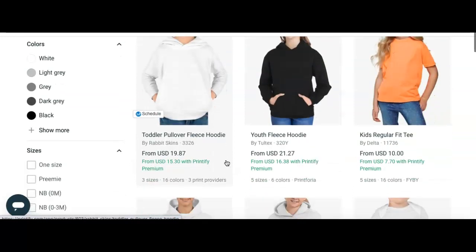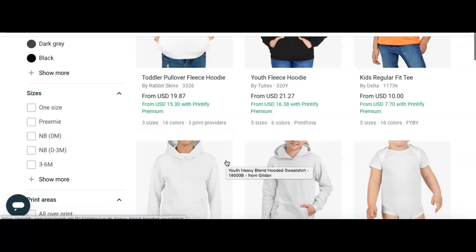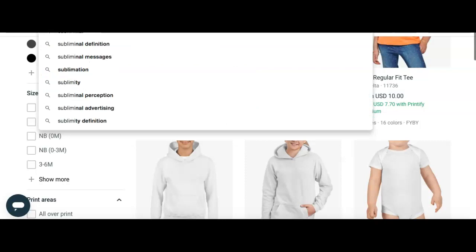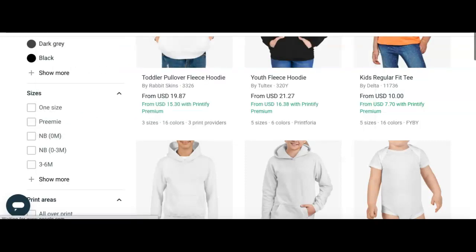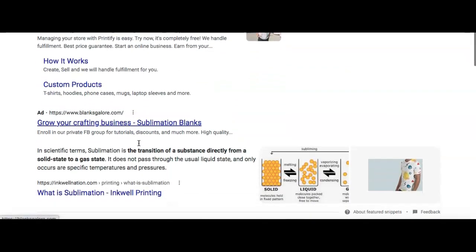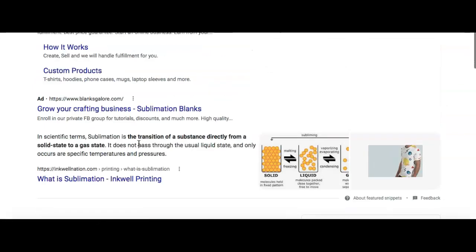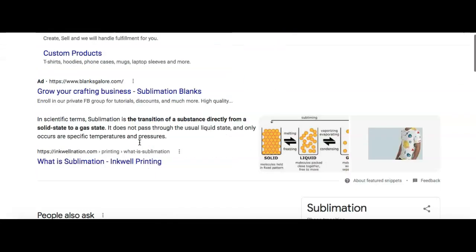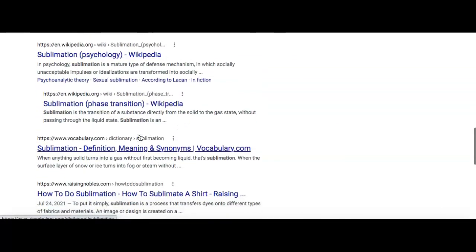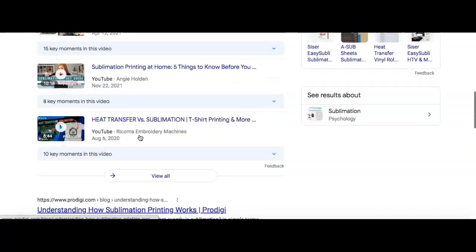Okay. Now, like I said, there are plenty of other print-on-demand stores. Printify is one of them. There's another one called Sublimation. Okay, let's see if we can find that one. I don't understand why that one isn't coming up. Hmm, that's odd. That one isn't coming up.